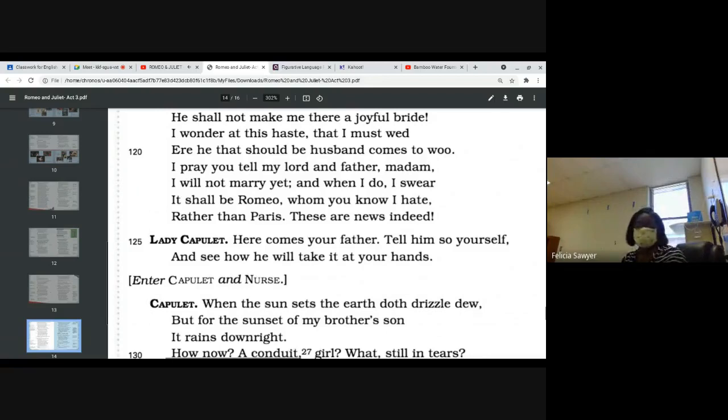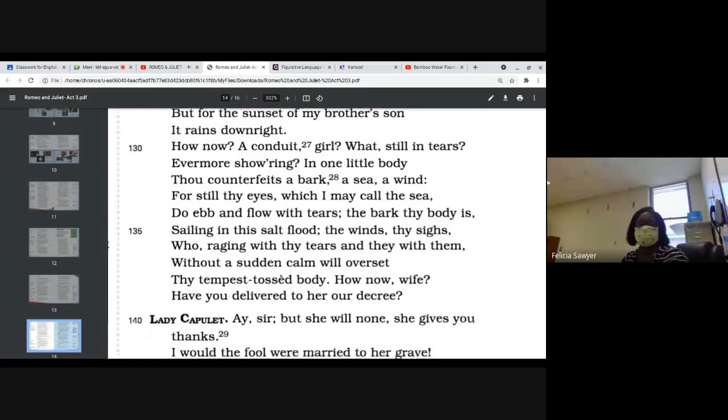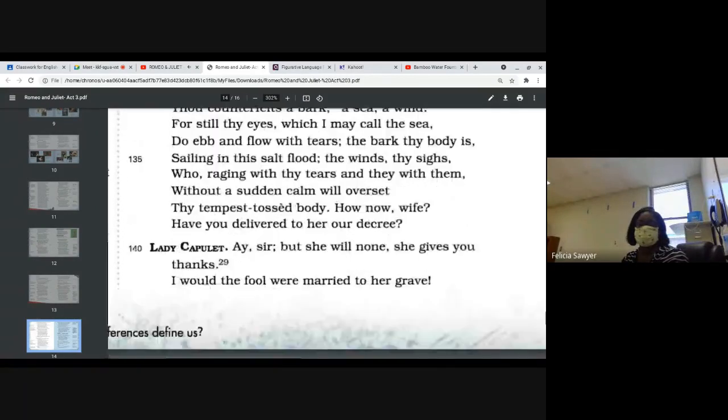Enter Capulet and nurse. When the sun sets, the air doth drizzle dew. But for the sunset of my brother's son, it rains down right. How now, a conduit, girl, what still in tears, evermore showering? In one little body thou counterfeit'st a bark, a sea, a wind. For still thy eyes, which I may call the sea, do ebb and flow with tears. The bark thy body is, sailing in this salt flood. The winds thy sighs, who, raging with thy tears, and they with them, without a sudden calm, will overset thy tempest-tossed body.